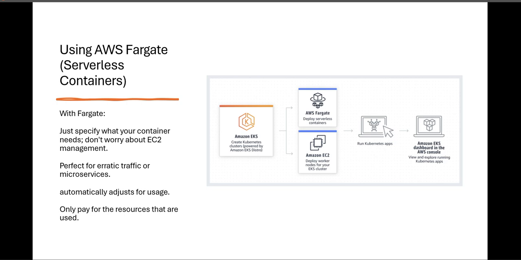With Fargate, we don't have to worry about EC2 instances. We just define the container specs, and Fargate launches and scales the containers for us. This is great for microservices and teams that want to avoid managing infrastructure. We only pay for what we use, and it's auto scaled based on demand.